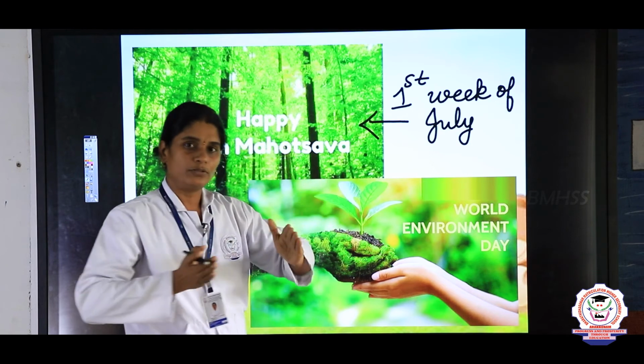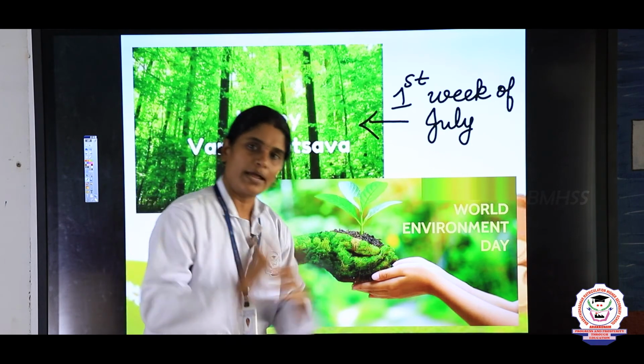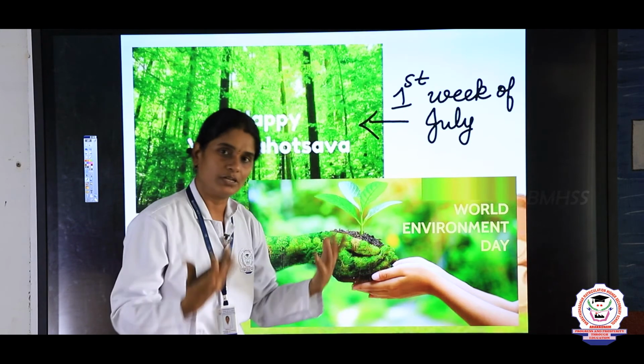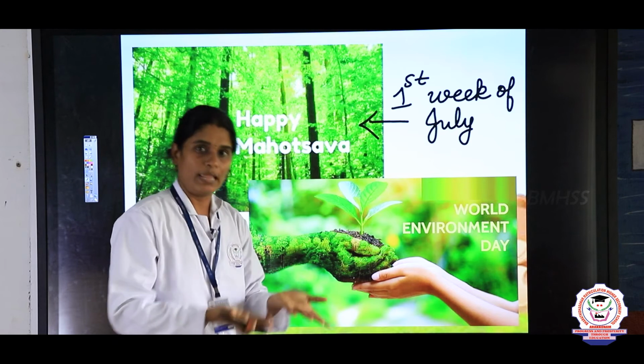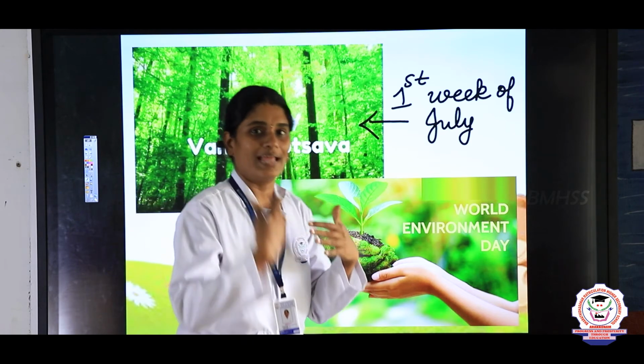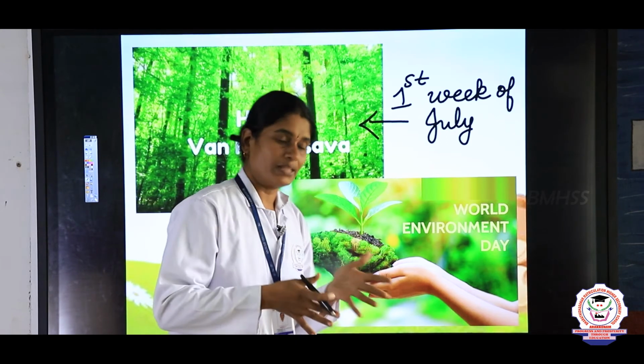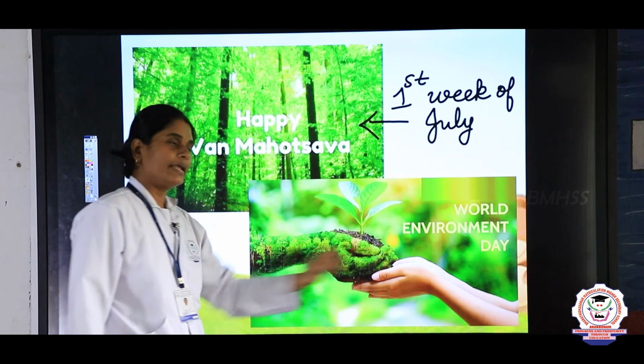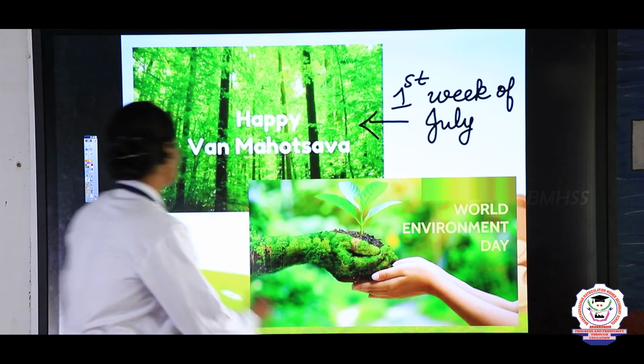During the first week of July, try to plant more trees and make other people aware, for example your neighbors or your younger sisters or elder sisters or brothers. You have to tell them to plant more trees. And World Environment Day is celebrated on June 5th.